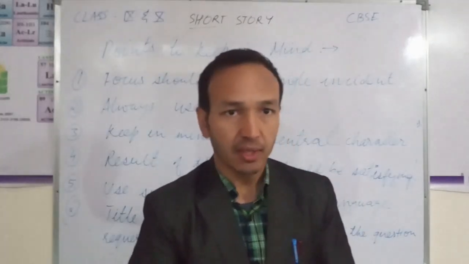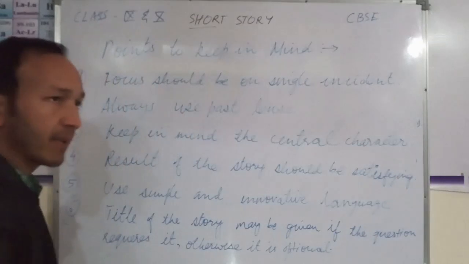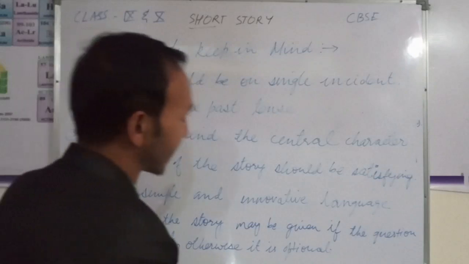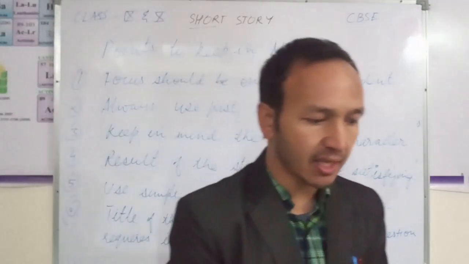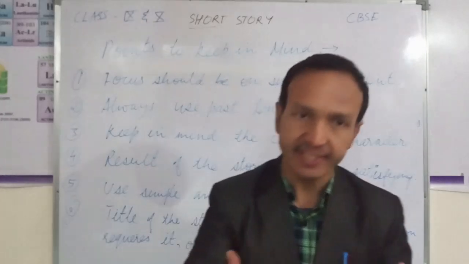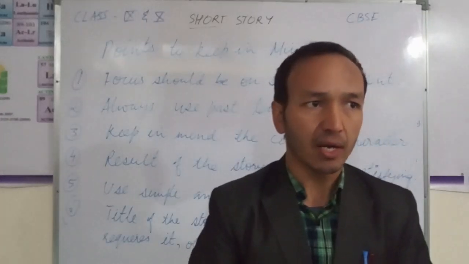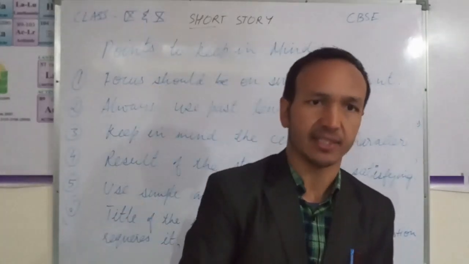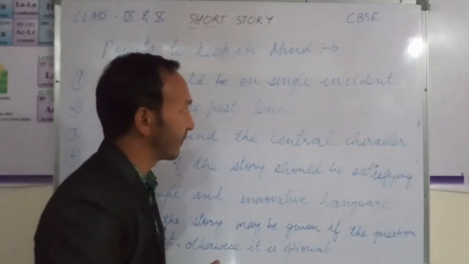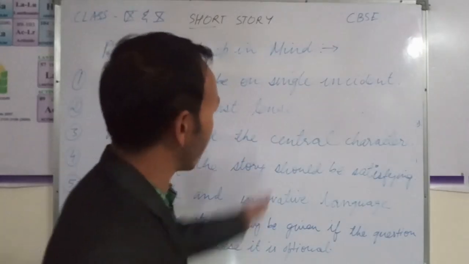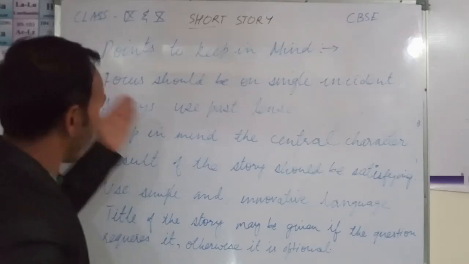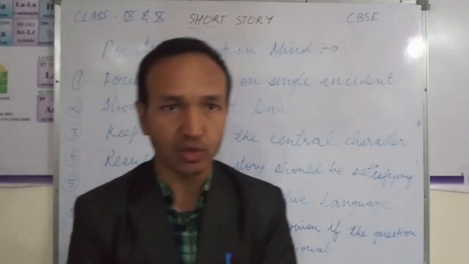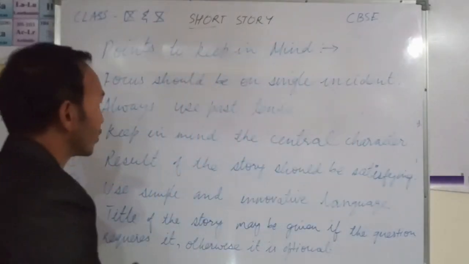Now next comes the points to keep in mind while writing short stories. Number one, focus should be on a single incident. If you are writing a story about an accident, you cannot write about fairs and festivals and all those other things in the story. So the focus should always be on the single incident. Next, always use past tense while writing short stories. You have to always use past tense while writing short stories.